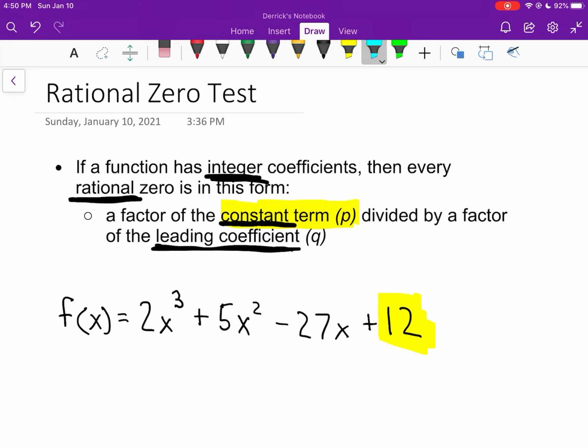Your next question to ask yourself would be what term would represent your leading coefficient, your q value. In the case of this function, the variable that I see with the greatest exponent would be this x to the third. Its coefficient is 2, so that would make 2 our leading coefficient. So 12 is our p, 12 represents p, 2 represents q.